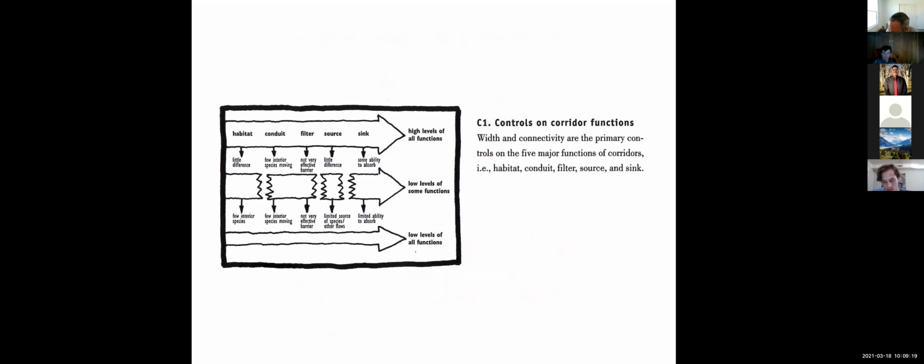The primary controls on each of the functional categories are the properties of width and connectivity. So the wider and more connected the corridor is, the stronger the effect of each of the functions. Conversely, as corridors become narrower and more disconnected, the functions weaken, right? And this is just a diagram that's showing those 5 functional categories for corridors and how they're impacted by width and connectivity.